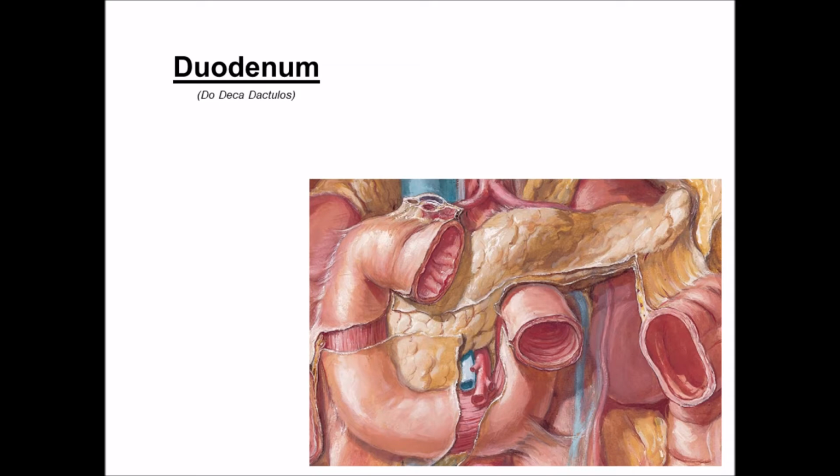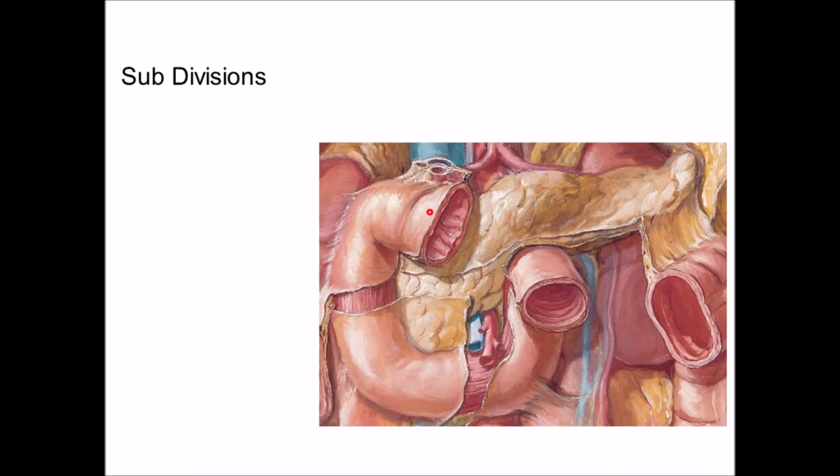It is the proximal, dilated and fixed part of small intestine which is devoid of mesentery. It is a C-shaped organ. The concavity of C encloses the head of pancreas. Total length of duodenum is divided into four parts.